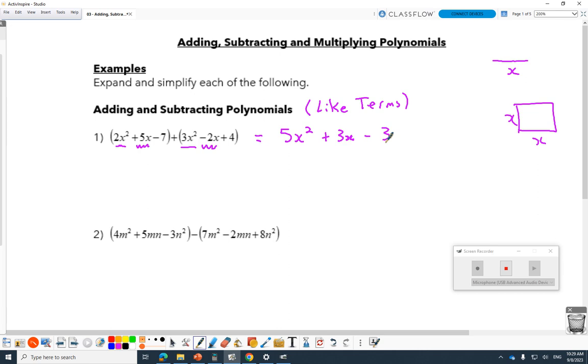You could do it like this. I don't suggest it. You could handle it by going, oh, that's 4m squared. And now I'm subtracting 7m squared. And then you go 5mn and subtract negative 2mn. But you see the problem that's going to happen? It's too many balls in the air.